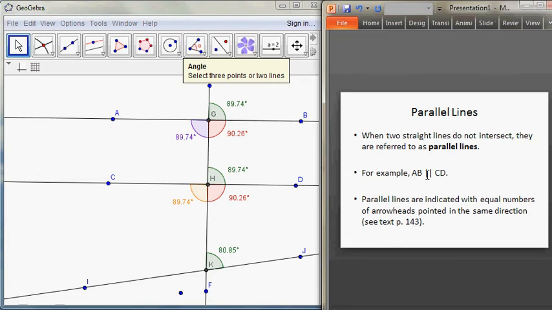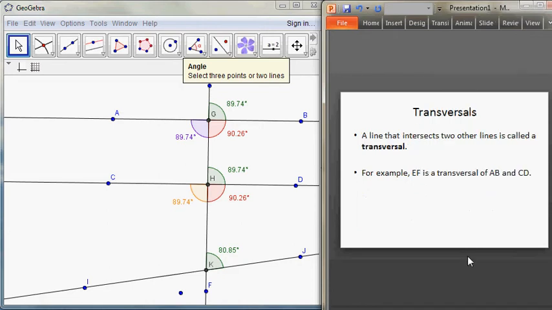We can use this symbol right here to indicate that they're parallel, and we can also draw arrowheads on the lines to indicate that they're parallel. If you look at the bottom of page 143, you'll find examples of lines with arrowheads drawn on them to indicate that they're parallel.